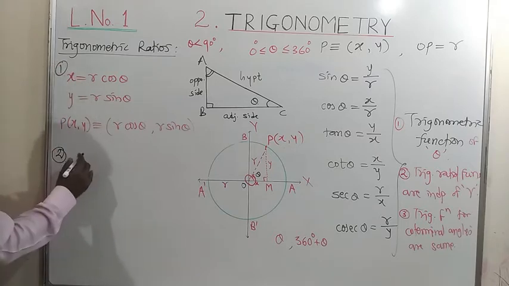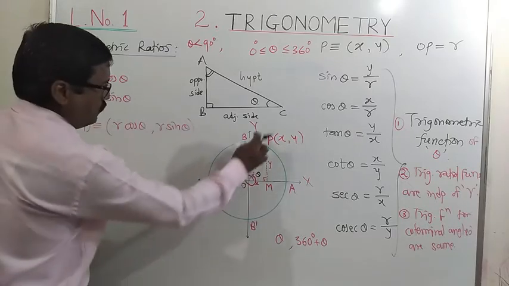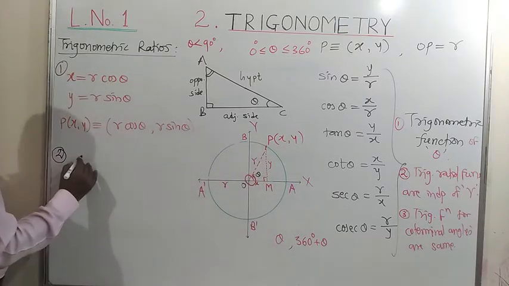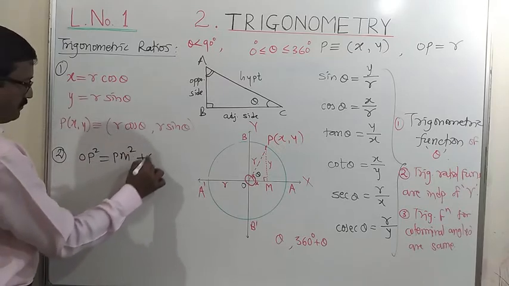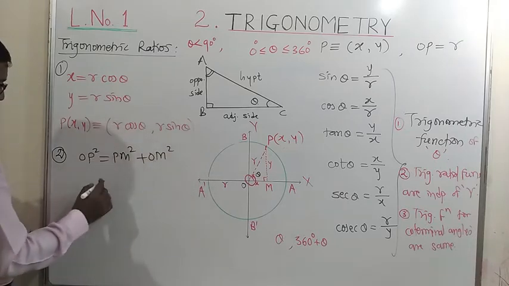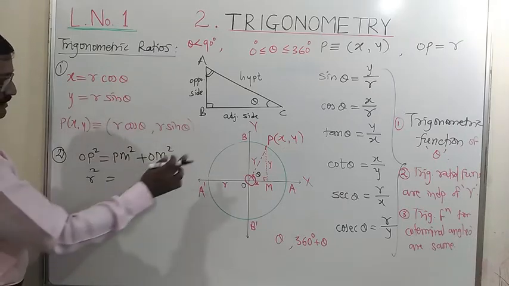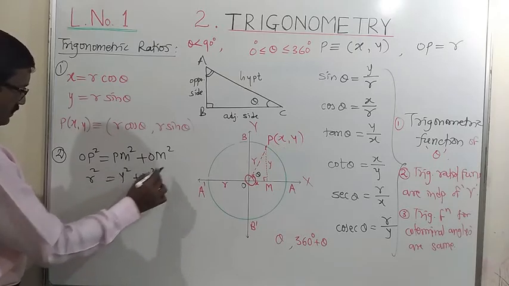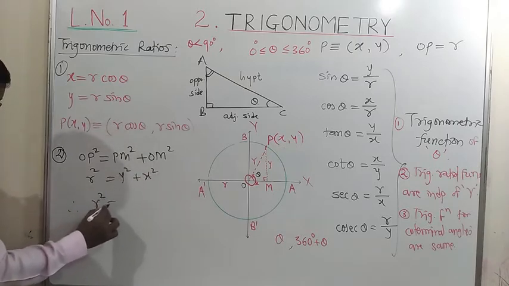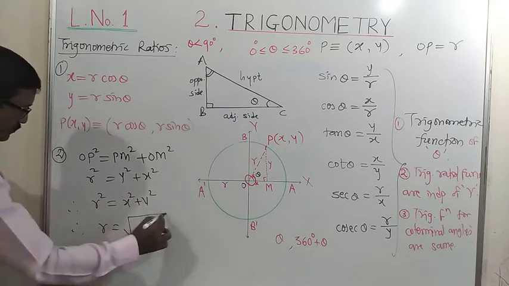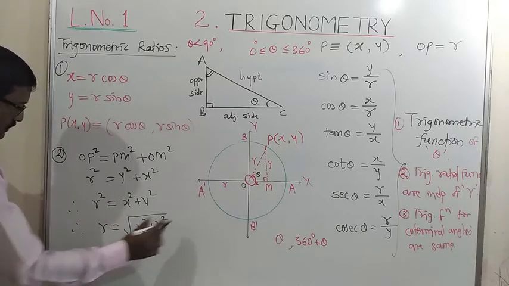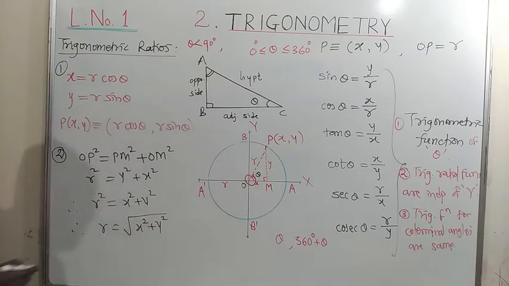And if you observe this triangle OPM, then in this triangle OP square is equal to PM square plus OM square. So r square is equal to y square plus x square, or we can write r square is equal to x square plus y square, or this radius r is nothing but the root of x square plus y square. As r is radius, it is always positive, it will never be negative. So r is equal to root of x square plus y square.